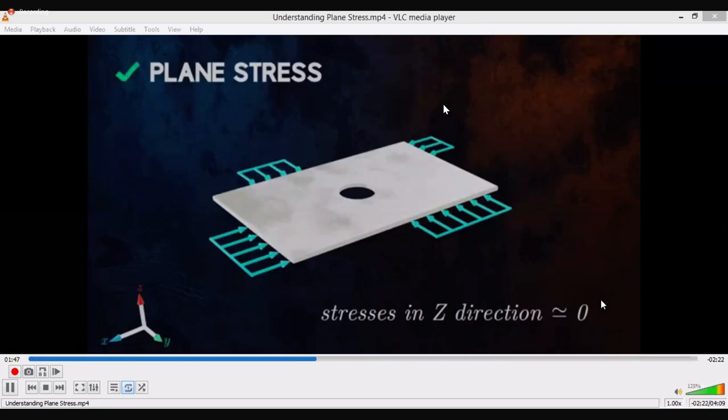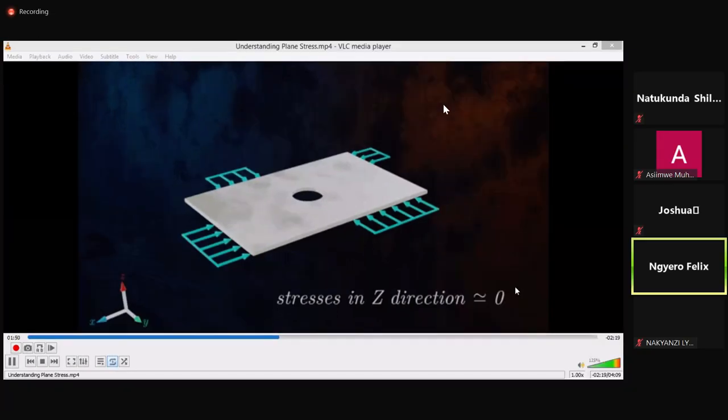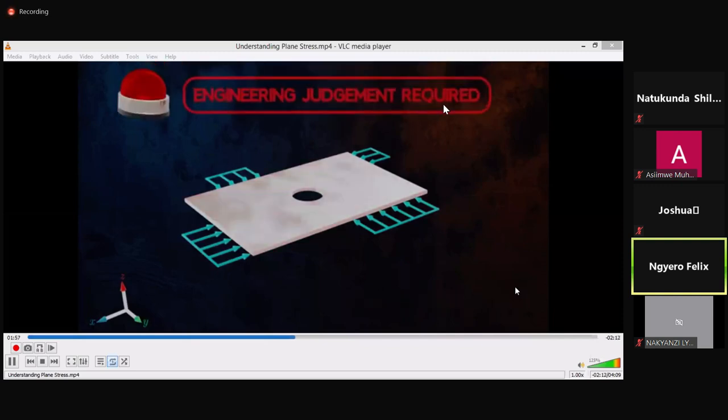Of course, in reality, the stresses in the z-direction are unlikely to be exactly zero. Deciding whether a plane stress condition is applicable will always require a degree of engineering judgment.